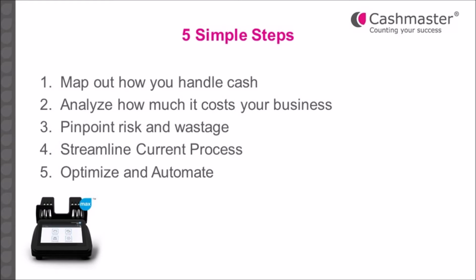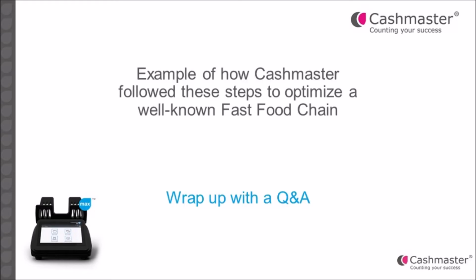We'll talk about some questions to ask for determining if automation is actually right for you or if the process that you have in place now is sufficient. So we will also, after going through the 5 steps, give an example of how CashMaster followed these steps to optimize a well-known fast food chain, and then we'll wrap up with Q&A.